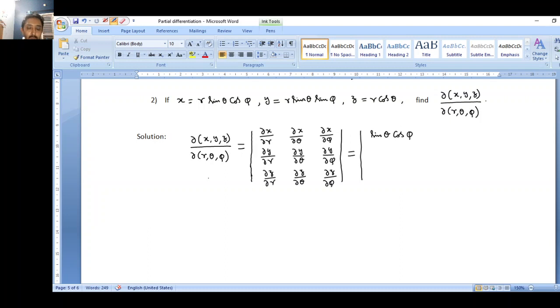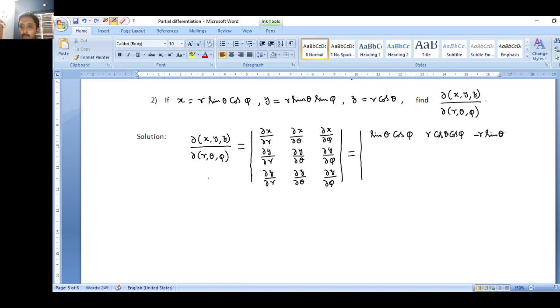Now dou x by dou phi would be, r sin theta will remain as it is. That will give you minus sin phi. So you get the third term. Now for the second row, dou y by dou r, it will be sin theta and then sin phi, for the same reason. Dou y by dou theta would be r cos theta, then sin phi. And dou y by dou phi is r sin theta, and the differentiation of sin phi would give you cos phi.